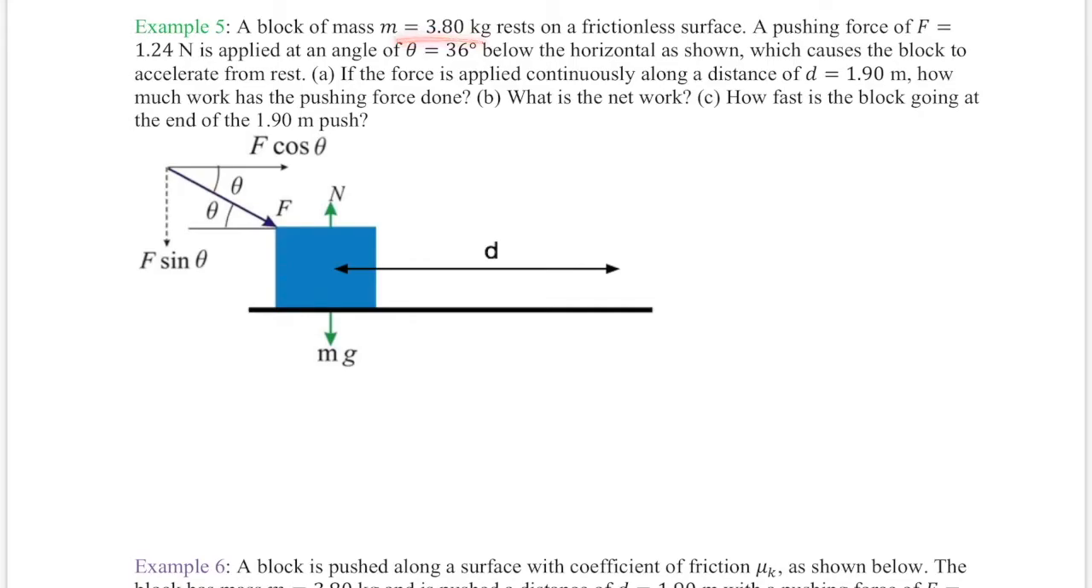So we have a certain unknown mass. We know that angle theta. We know the pushing distance as well, in order to calculate work. So let's look at the first question. If the force is applied continuously along that distance of 1.9 meters, how much work has the pushing force done?